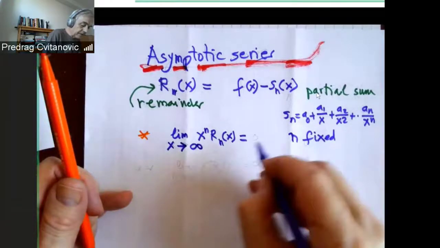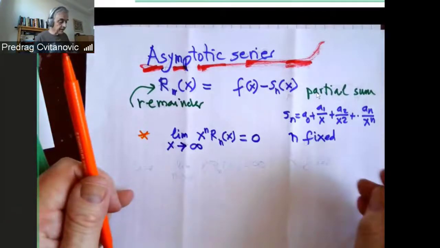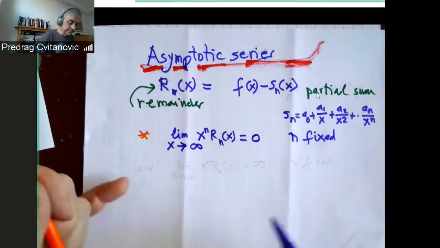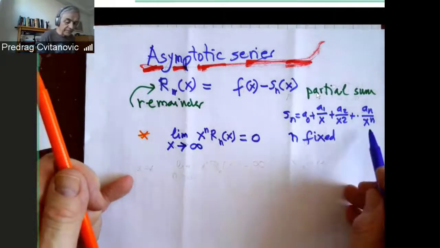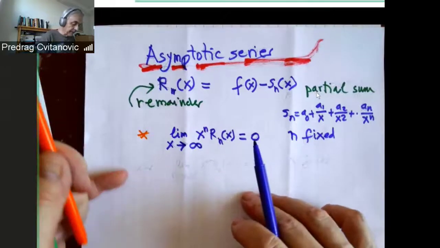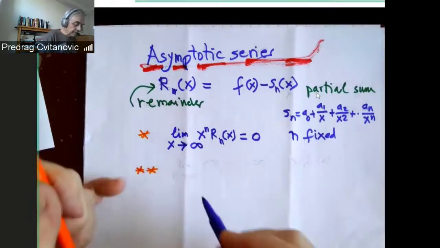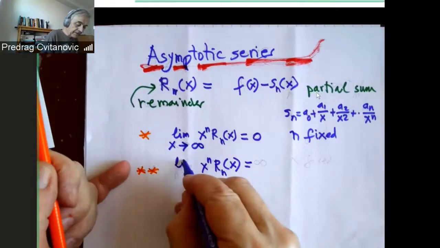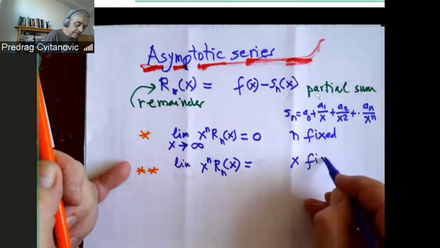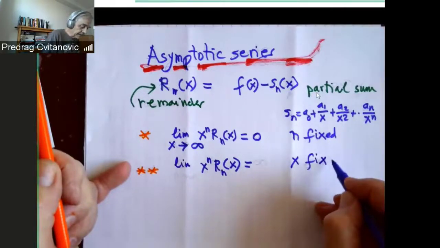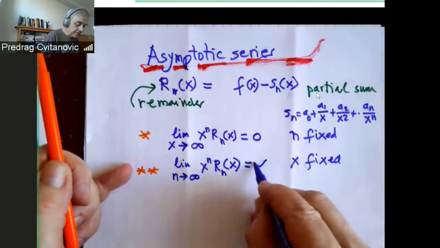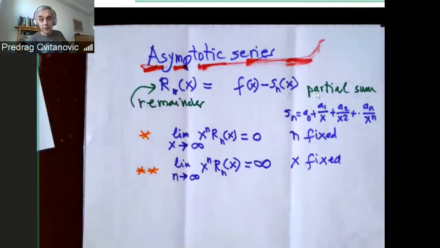Now, if it turns out that that goes to 0, the error you're making, the remainder, vanishes. You're doing a good job. It means that, roughly speaking, the error you're making is of order x to the minus n plus 1, and that's going away. However, if you look at the same remainder, keep x fixed and take the limit n goes to infinity, if this explodes, you have an asymptotic series.